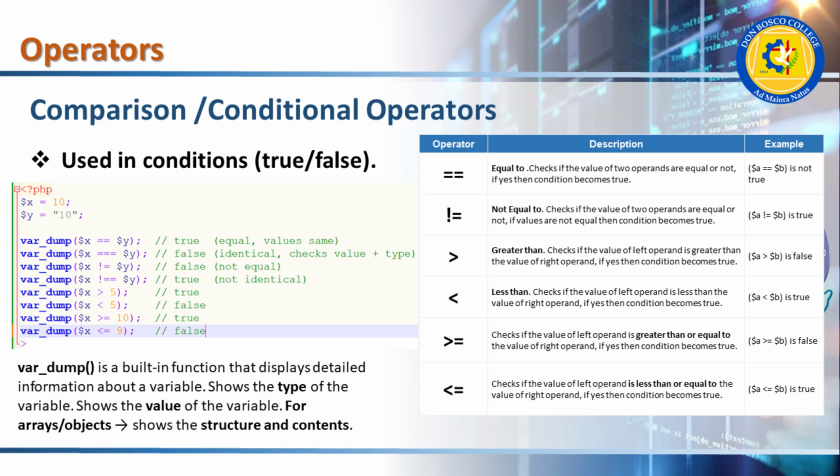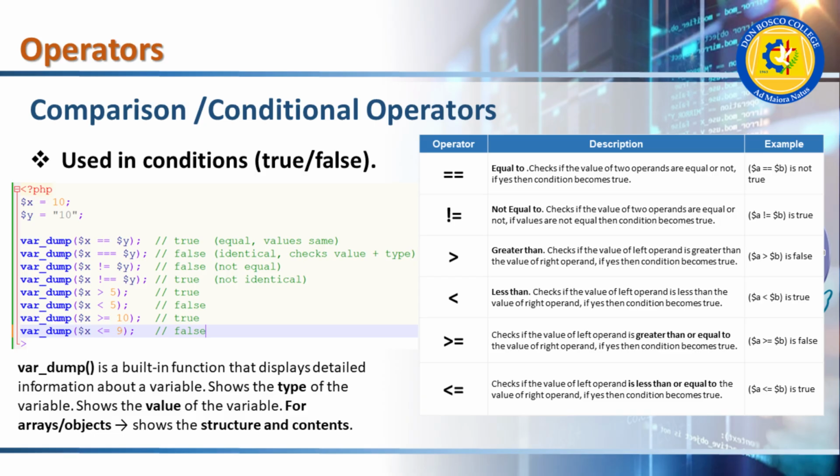The greater than operator checks if the value of the left operand is greater than the value of the right operand. The less than operator checks if the value of the left operand is less than the value of the right operand. The greater than or equal to operator checks if the left operand is greater than or equal to the right operand.